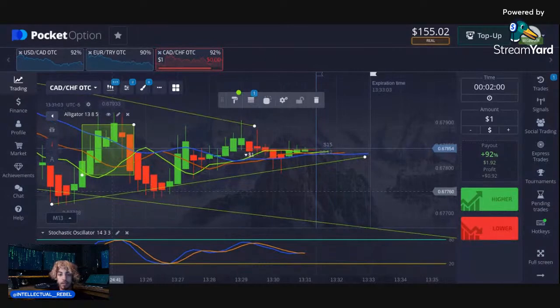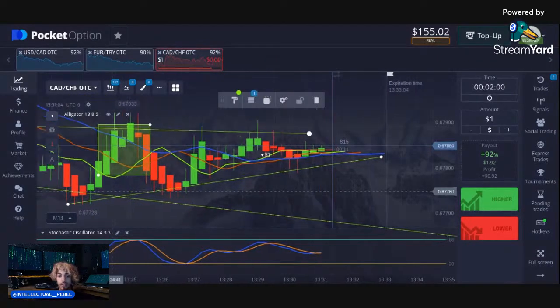Right here and right here, you see that? It's converging.